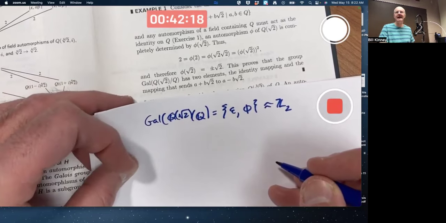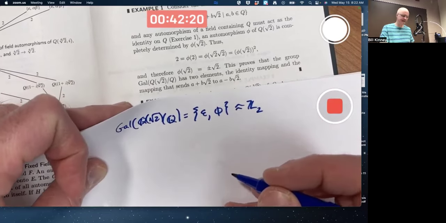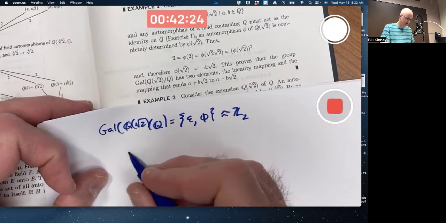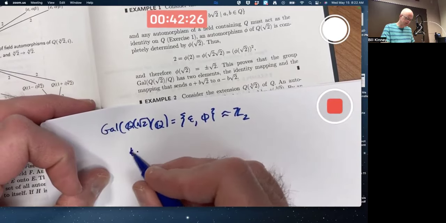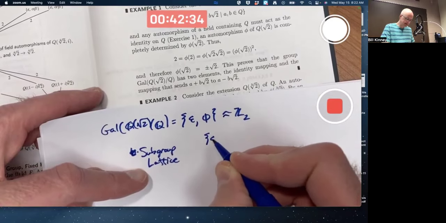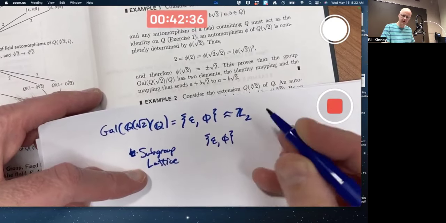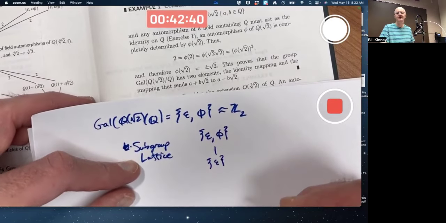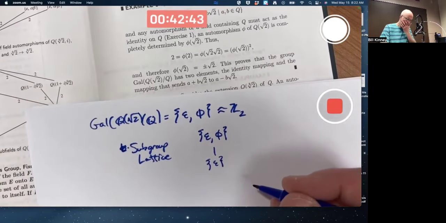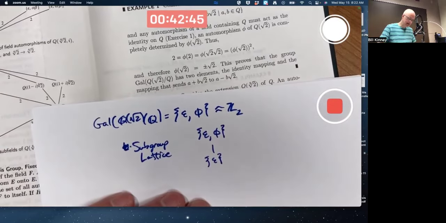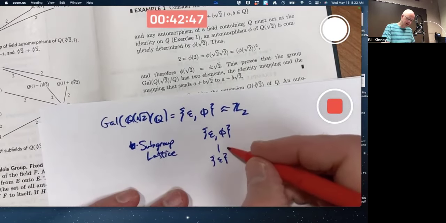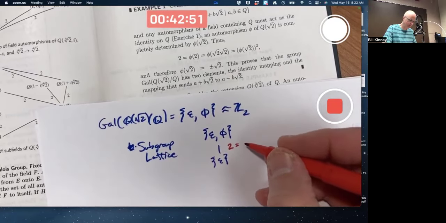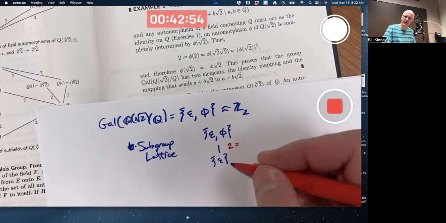And if you were going to make a lattice of subgroups of this, it'd be very simple. The subgroup lattice would be a picture like this, epsilon phi up there, that's the whole group, and then you've got the trivial subgroup, just epsilon. A very simple subgroup lattice. You could label this line with the number 2 representing the index of the subgroup in the bigger group.